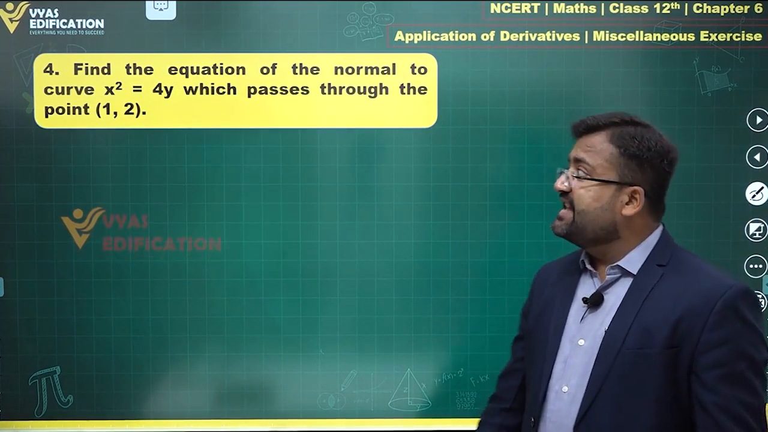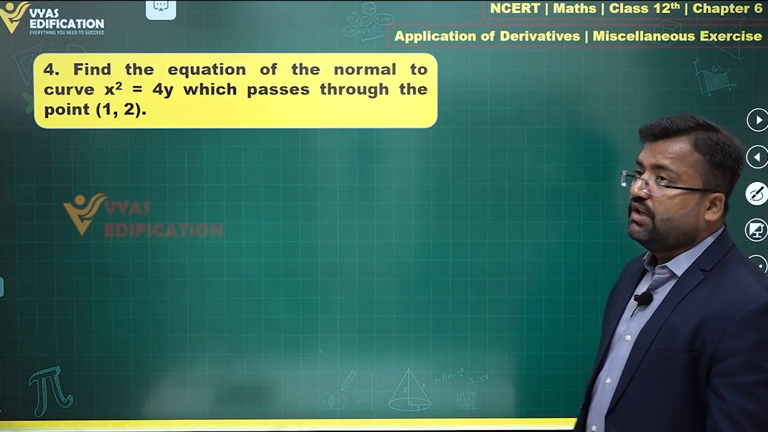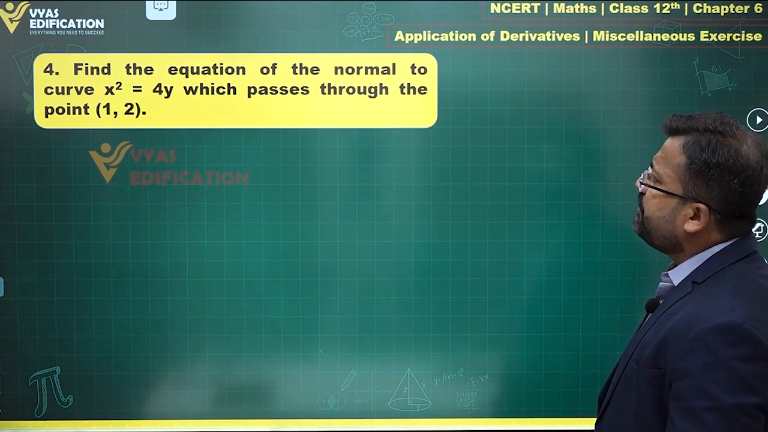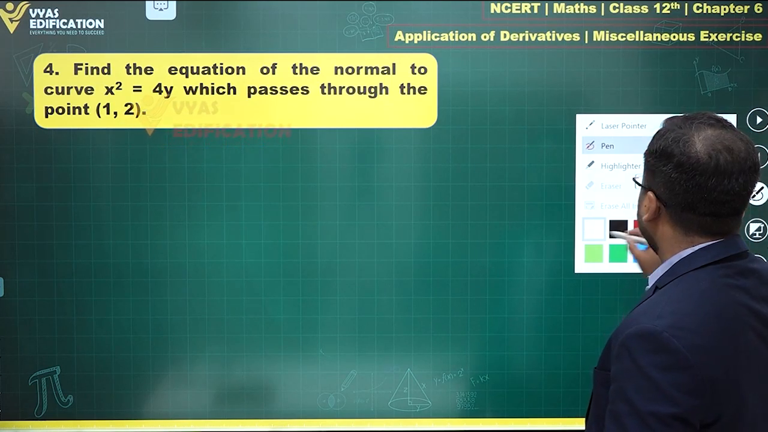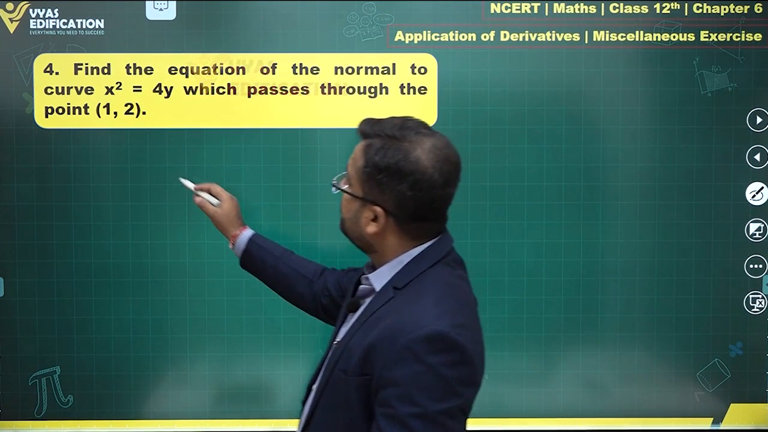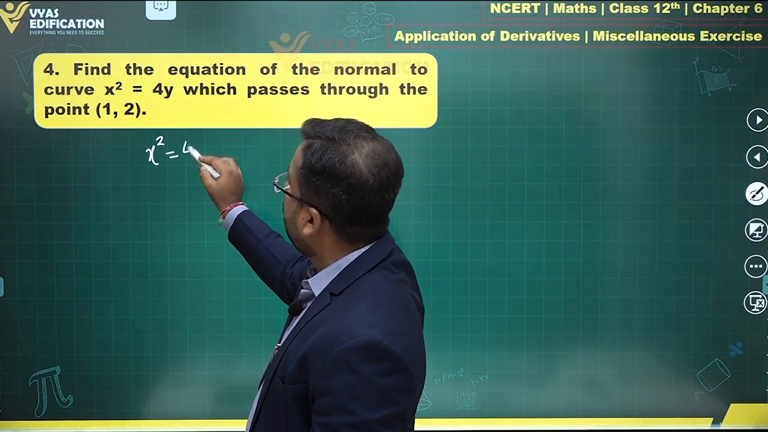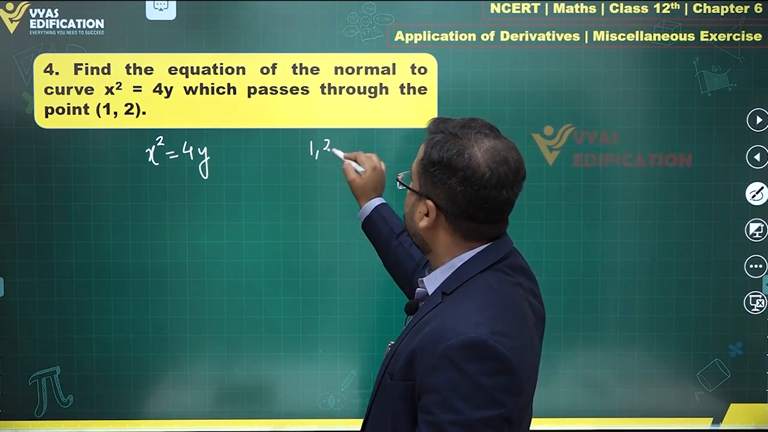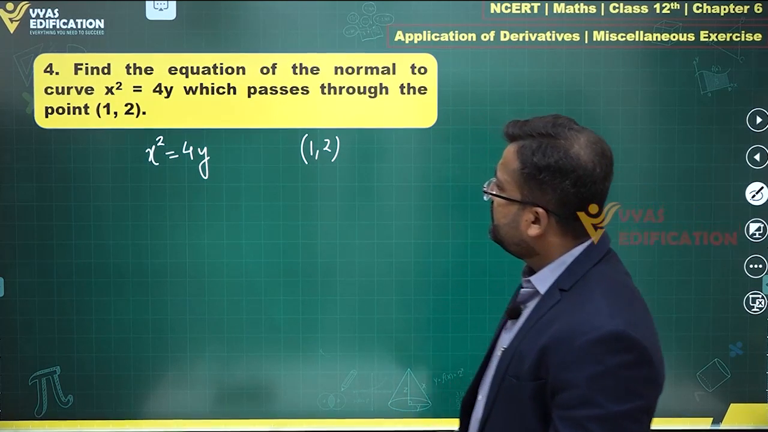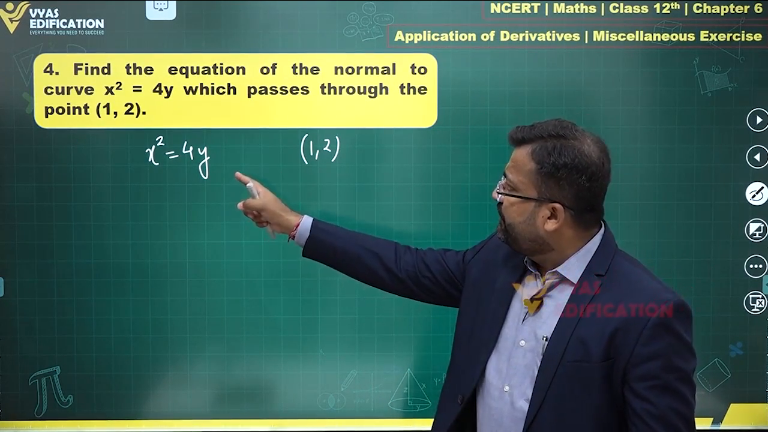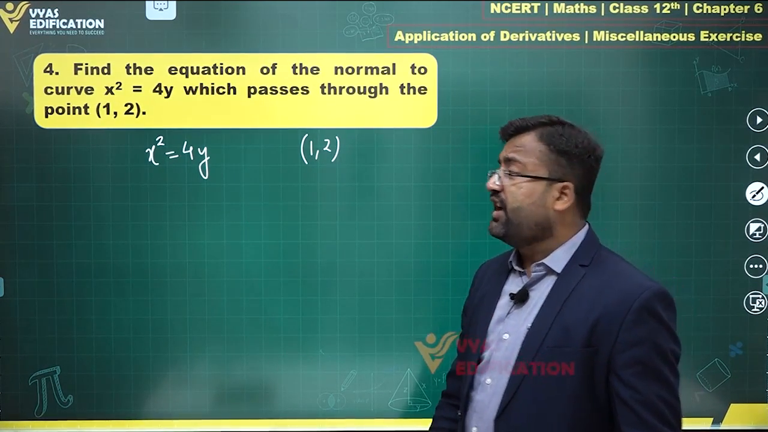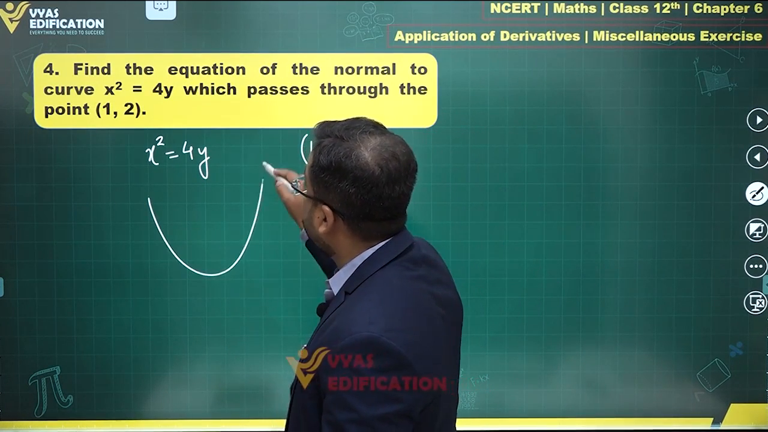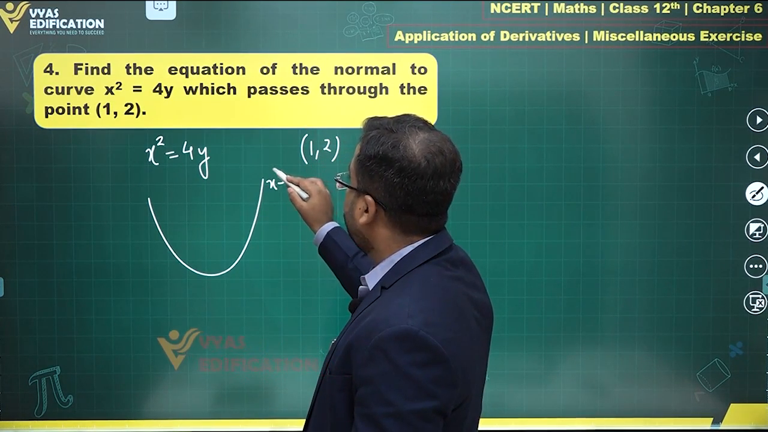The fourth question says: find the equation of the normal to the curve x square is equal to 4y which passes through the point 1, 2. Now, does this point 1, 2 lie on this curve? Please observe, this point 1, 2 does not lie on this curve. This is some random curve, x square is equal to 4y.